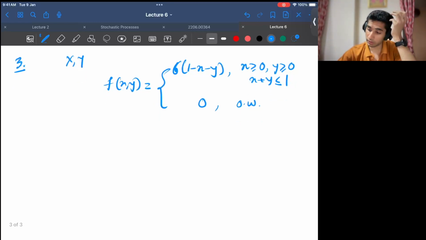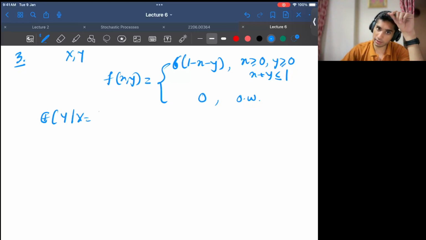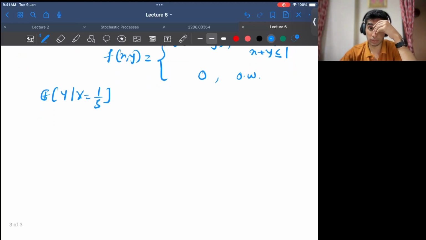Okay. So this is the joint density function that is given to you. The question that is asked is, what is the expected value of y given that x is equal to 1 by 3, right? This is the question that is asked.